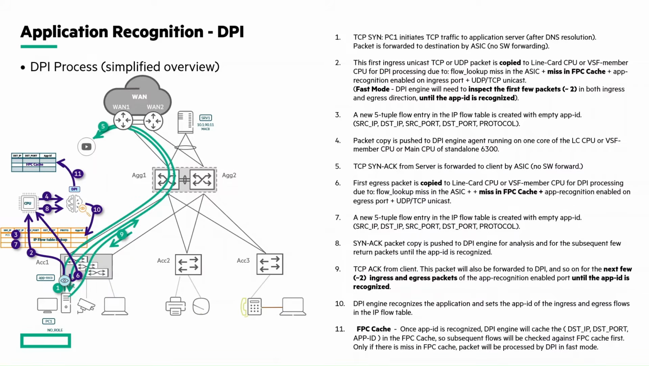So the final two steps are really crucial. The app ID of the ingress and then the egress flows in the IP flow table is set by the DPA engine upon recognition of the application.